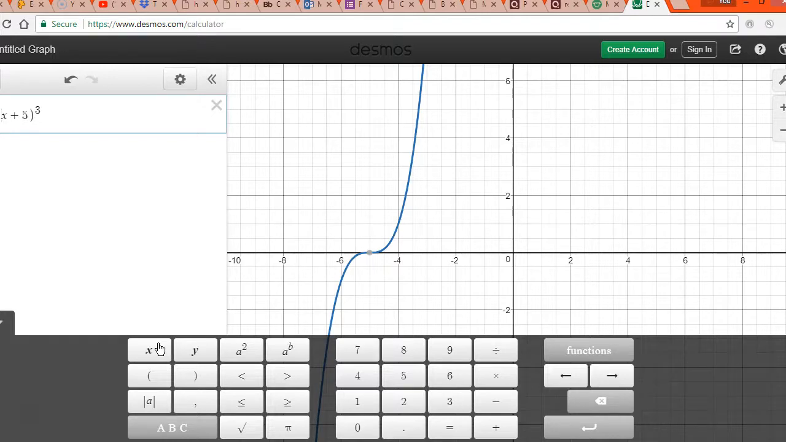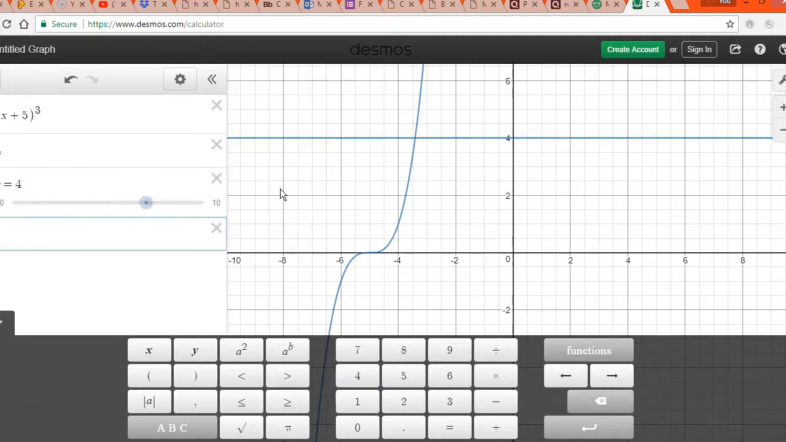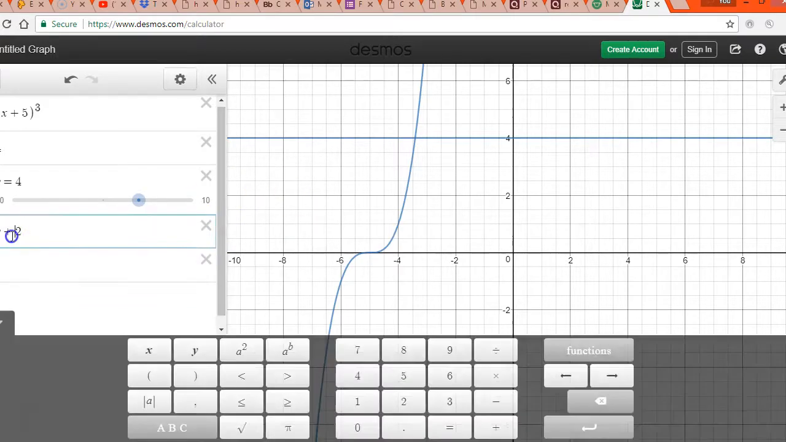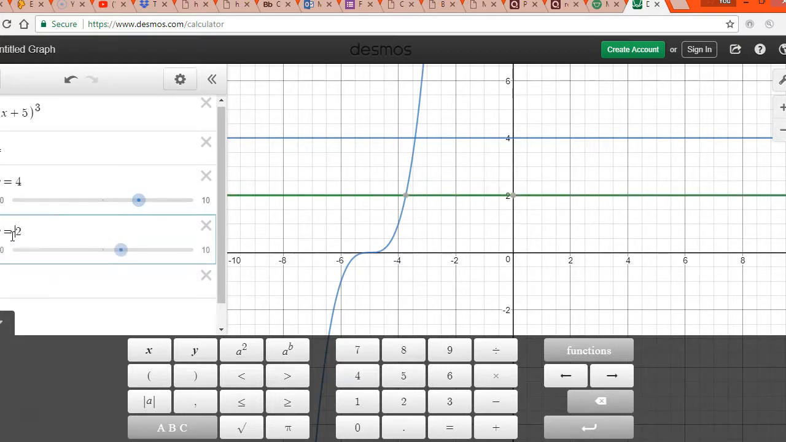So if I use the horizontal line test on that, I can even show you a few horizontal lines. Y equals 4. Okay, yeah, so there's some horizontal lines. Y equals 2. Anyway, you get the idea. Y equals 2, that one's in green.